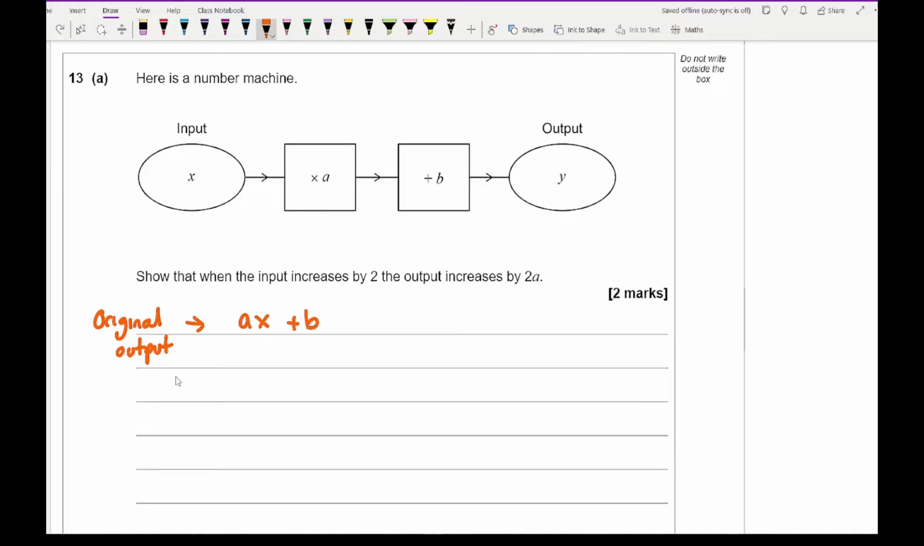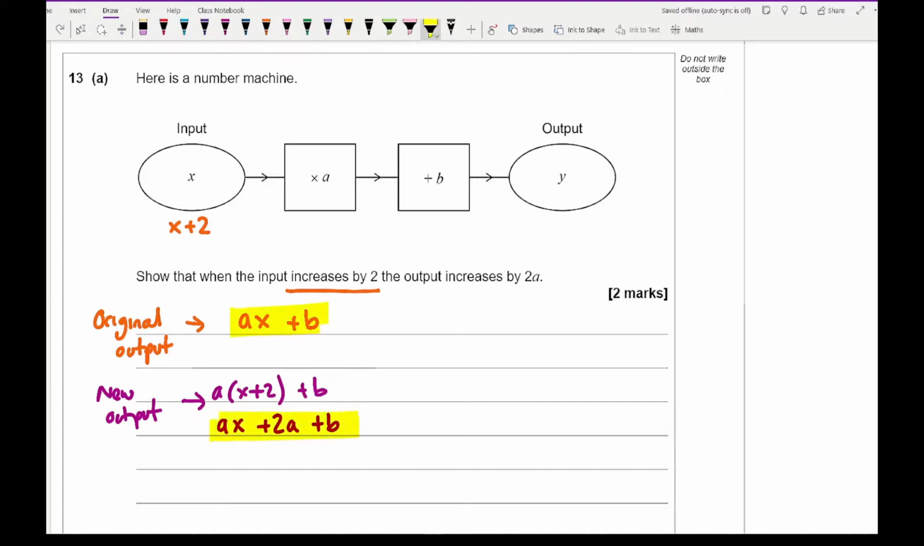Now if we increase the input by 2, it's going to be x plus 2. So from this, we look at the new output, and that's going to be x plus 2 multiplied by a plus b. Now if I expand that out, I get ax plus 2a plus b, and then comparing this original output with this new output, as you can see, to get from here to here, I'm just adding 2a.